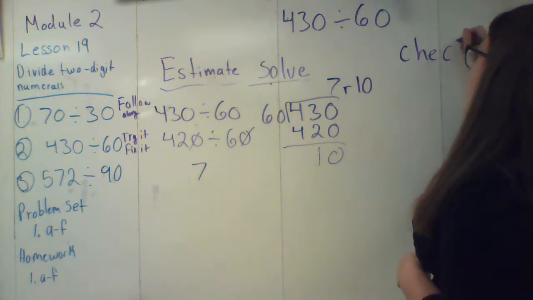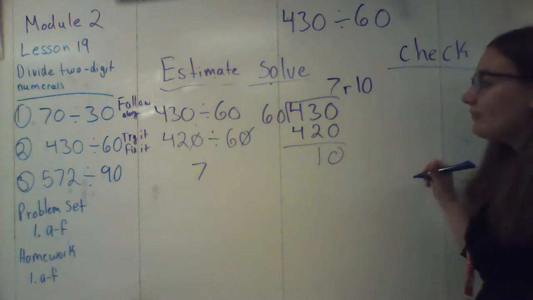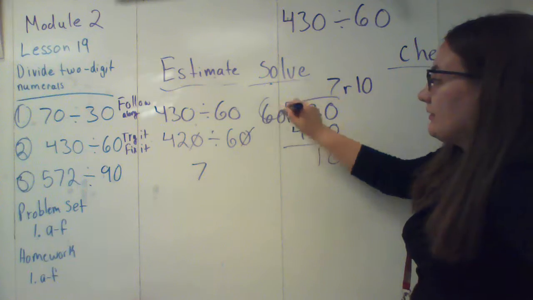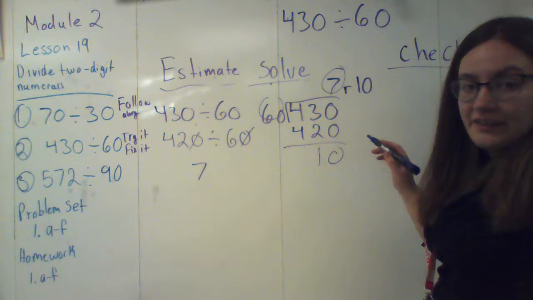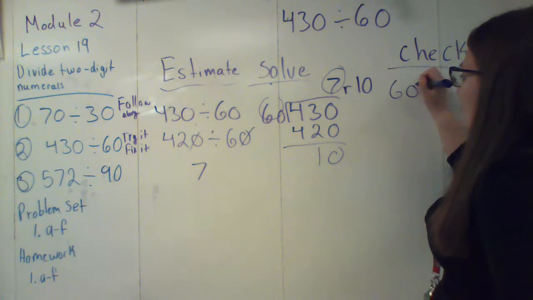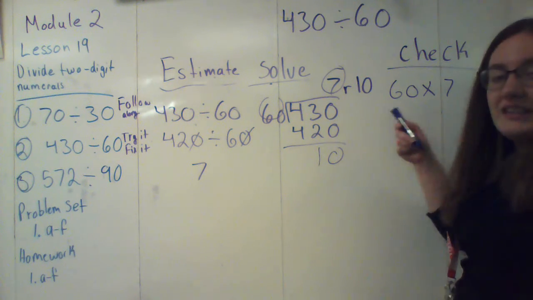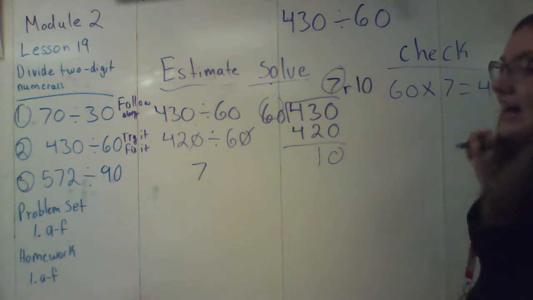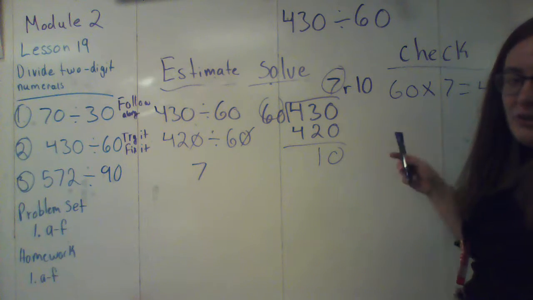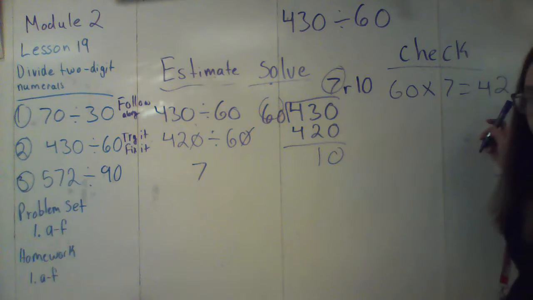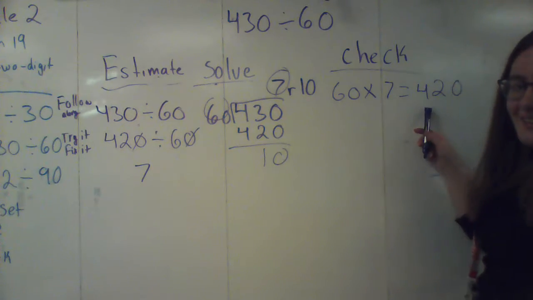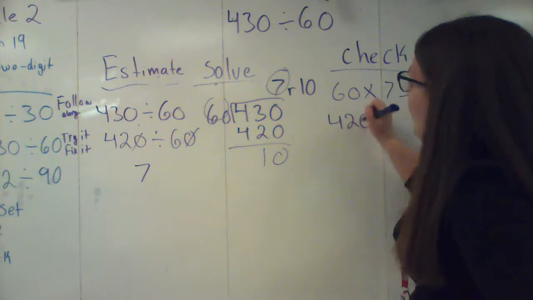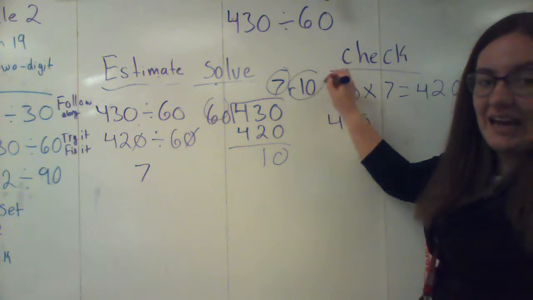So I'm going to rewrite my check section over here. And remember, I'm going to take the numbers that are right here. So I'm going to take 60 and 7. I'm going to multiply them first to start checking my answer. 60 times 7 is 420. And then I need to do this 420. That means it is 420 plus my remainder, which is 10.